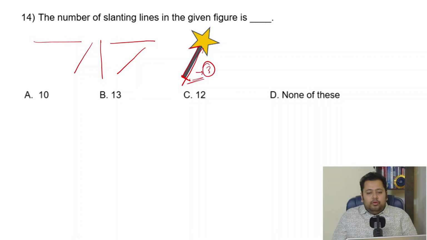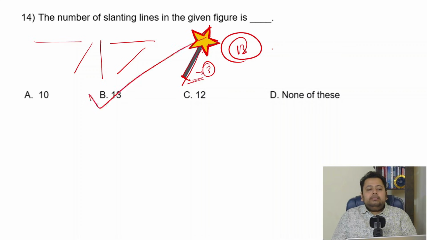Then this is four, five, six, seven, eight, nine, 10, 11, 12, 13. So how many are there? There are 13, option B, 13 slanting lines in this given figure. Hope you got this one correct. If you did, give yourself a star. And now we move to question number 15.